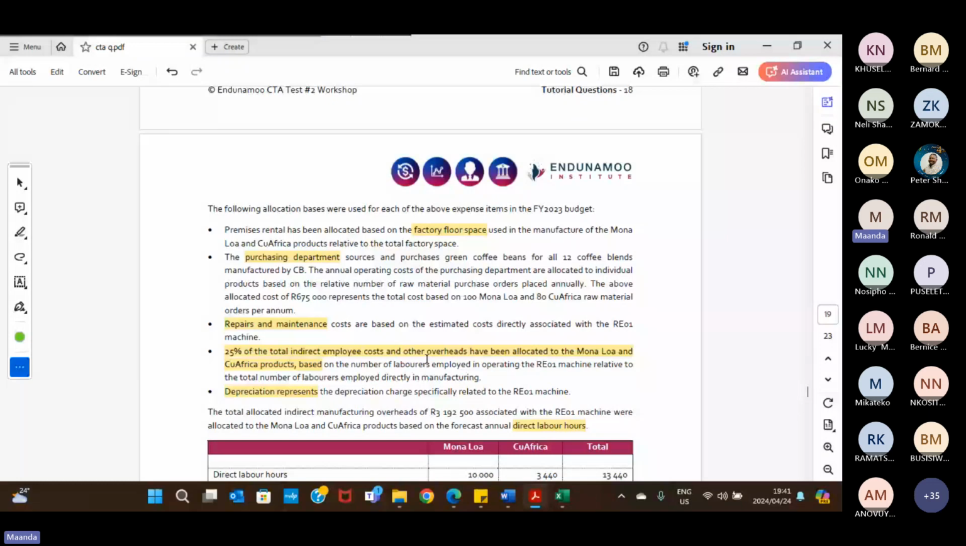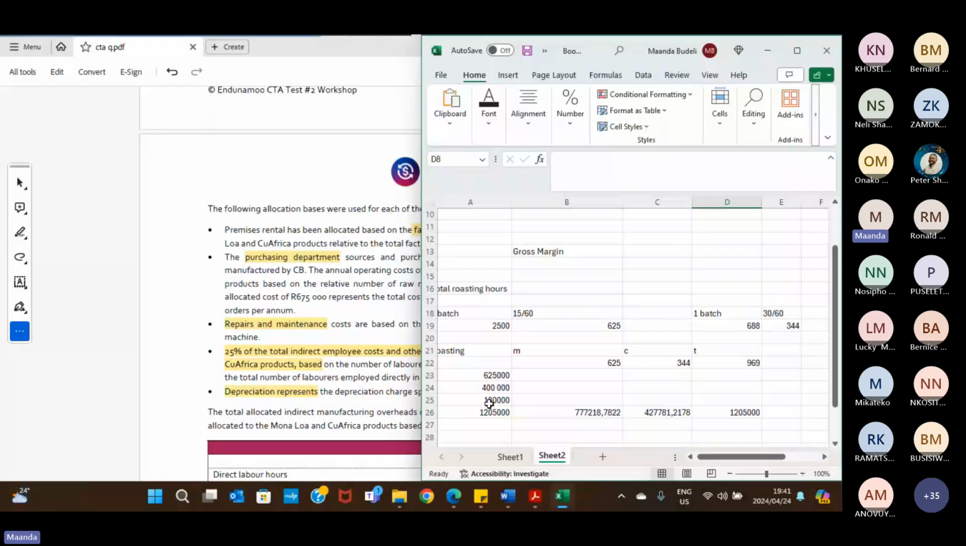All right, so yes, the purchasing department sources and purchases these bins, and then the allocated amount will be based on 100 of Mona and 80 of C. So that becomes simple, right? I don't have to calculate anything in terms of getting my things. So I know what will then be my purchasing order.